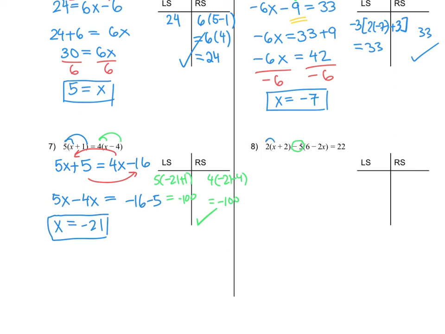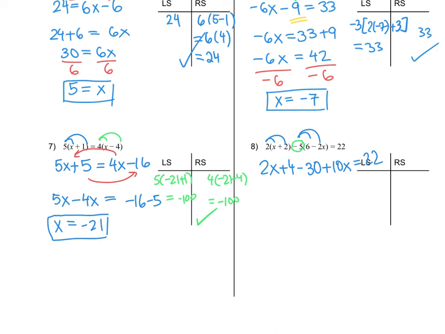Okay, so the 2 goes in, and you should have 2x and then plus 4. And when the -5 goes in, you should have -30 and then positive 10x equals 22, because you have the -5 times the -2. 2 negatives make a positive.